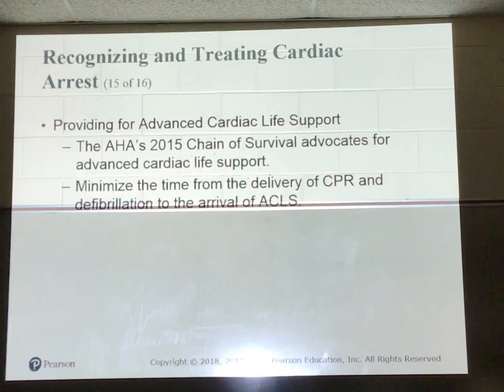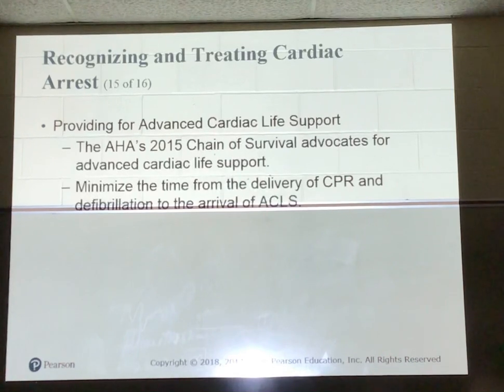All right, the fourth and fifth links of the AHA's Chain of Survival advocate for advanced cardiac life support. Whenever you have a cardiac arrest patient, follow your protocol, which may include informing medical direction and requesting ALS as soon as possible for backup.